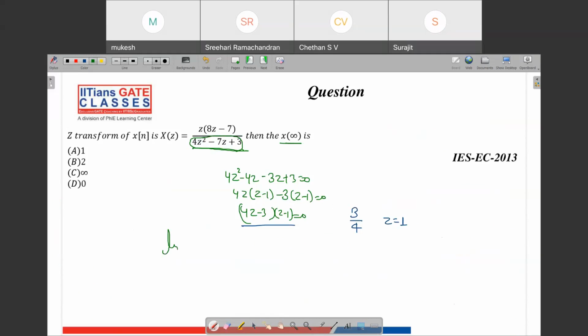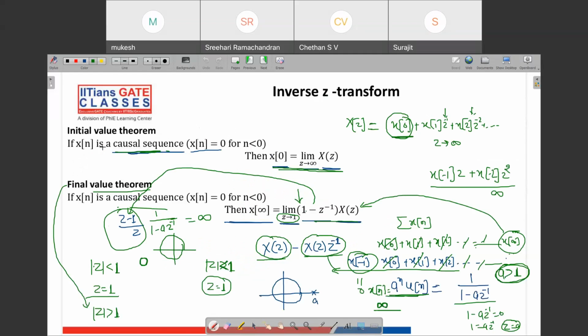So limit z tending to 1, z minus 1 divided by z, and then z into z minus 7. Then we have done the factorization of this, so 4z minus 3 and z minus 1. So this will cancel out. And now you can put z equal to 1 here. So it will become 8 minus 7 divided by 4 minus 3, which is equal to 1. So this will be the correct answer. Does anyone have any doubt? And the last slide was clear, right? Why we don't apply the final value theorem for the cases where we have the pole outside the z equal to 1 circle.